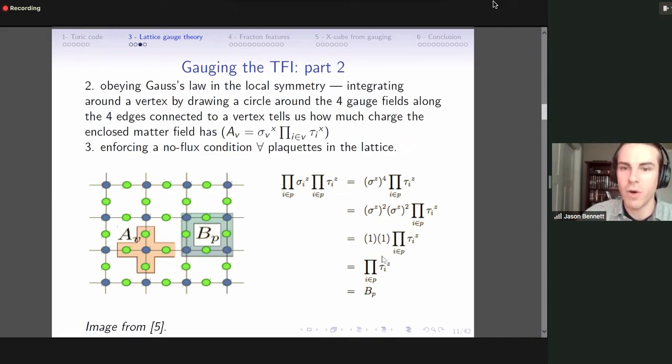And so now I'm already at the point where I'm recognizing something from the toric code, because in the toric code, just 4 things around a particular vertex, green, green, green, and green, was the second term. At the moment, this AV isn't quite there. So the next step I have to do is what's called integrating out the matter fields.